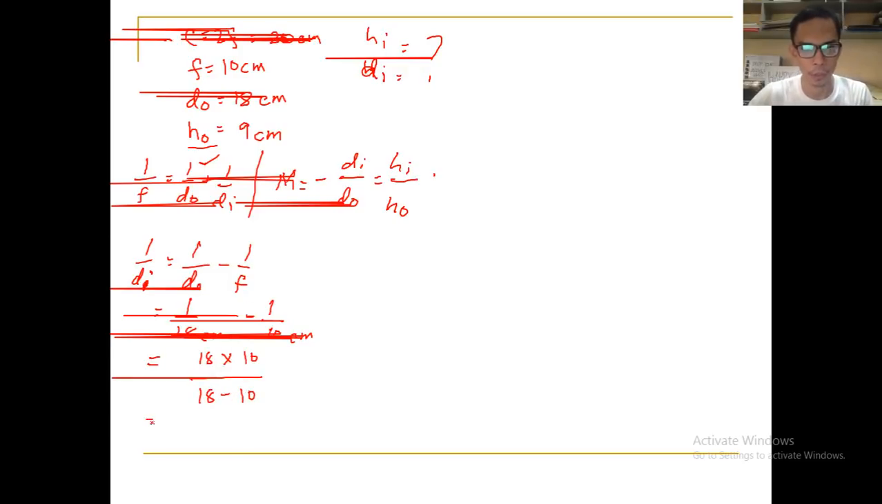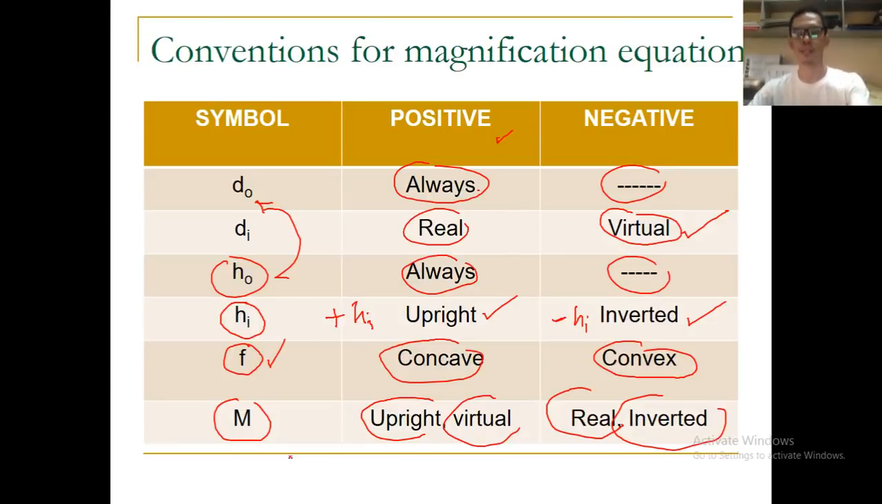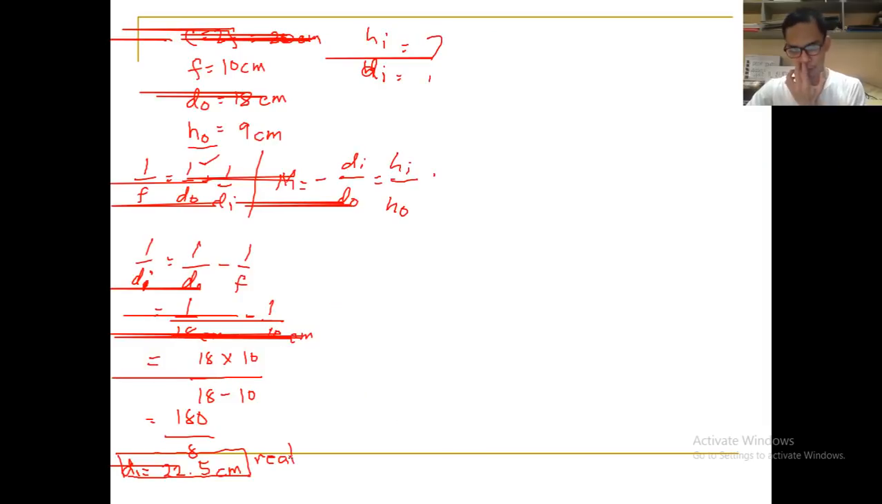18 times 10 is 180, over 18 minus 10, which is 8. So 180 over 8 is 22.5, meaning the distance of the image is 22.5 cm from the mirror. What does the distance of the image mean? If it is positive, the image is real. Positive distance is real, so we are correct. The image is real.